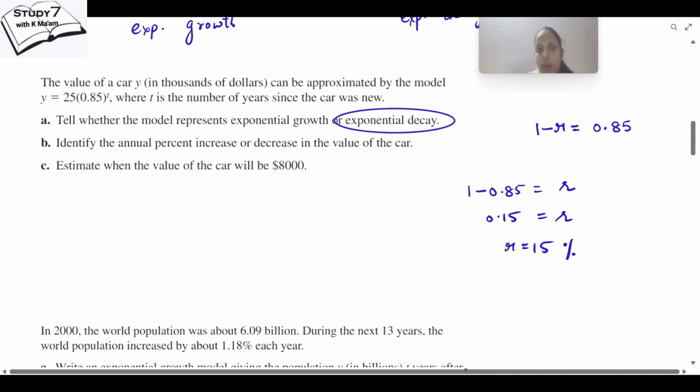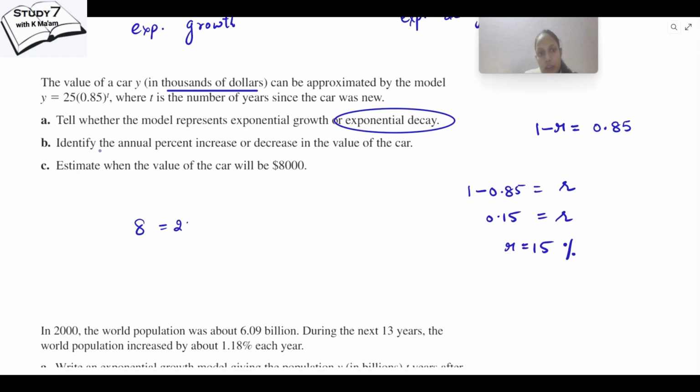Estimate when the value of the car will be this. So the value of the car is getting depleted. It's decreasing with time. We have to check how many years it will take to reach the price of $8,000. So y is the price. It should be 8,000. Starting is 25. Y is in thousands of dollars, so that means it is not 8,000, you just write 8. Everything is in $1,000.